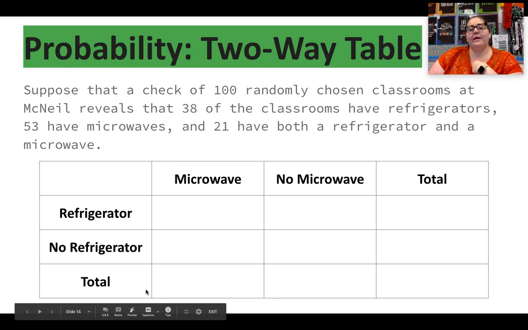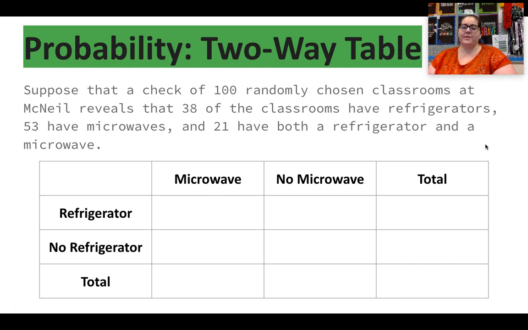And then I did go ahead and put on my total row and columns just to make things a little easier. So I'm going to start by putting, there's 100 classrooms total that we're looking at. So we know my totals should add up to 100. We know that 38 total classrooms have refrigerators. So I'm going to put 38 in the total column for refrigerator, total row. Then we know 53 total have a microwave. And then we know 21 have both. So 21's kind of in that intersection of microwave and refrigerator, right?